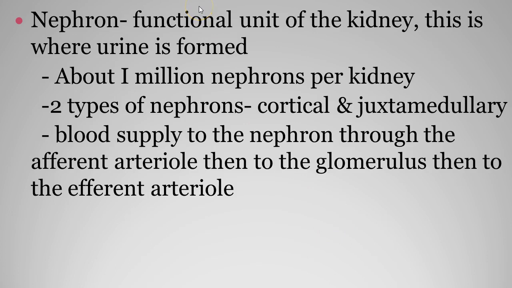Now we're going to talk about the microstructure, and this is very, very important in regards to how urine is formed. Nephrons are actually the functional unit of the kidney within the microstructures of the kidney, and this is exactly where urine is formed. And to me, this is just absolutely amazing: there are about 1 million nephrons per kidney.